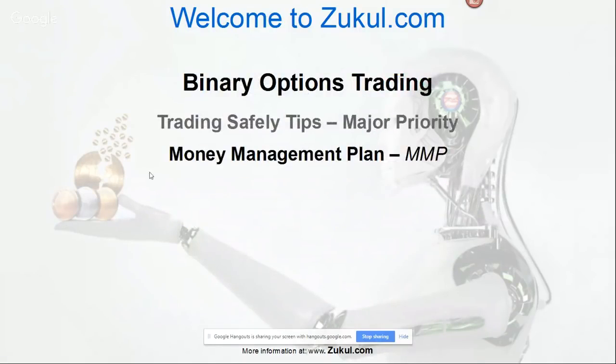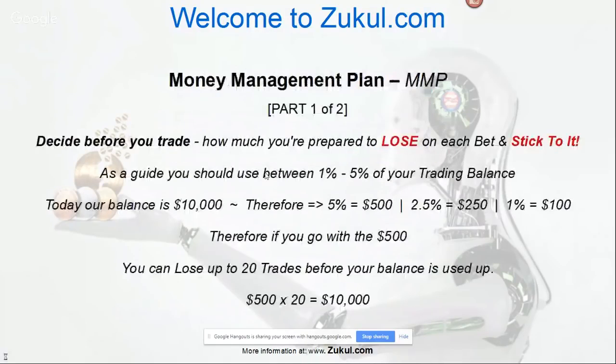So the next thing we're going to go through is the money management plan. And there are two parts to this one for tonight, but clearly there are different ways that you can look at this. But I'm just going to try and keep this really simple for tonight. So you need to decide this before you trade. Okay, how much are you prepared to lose on each bet? And then you need to stick to it.